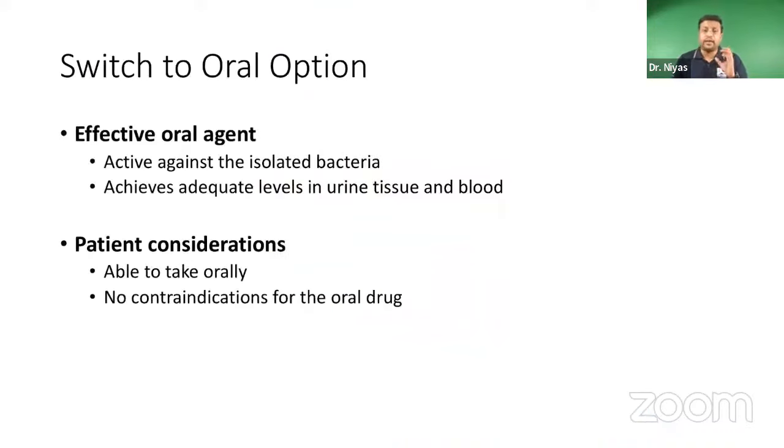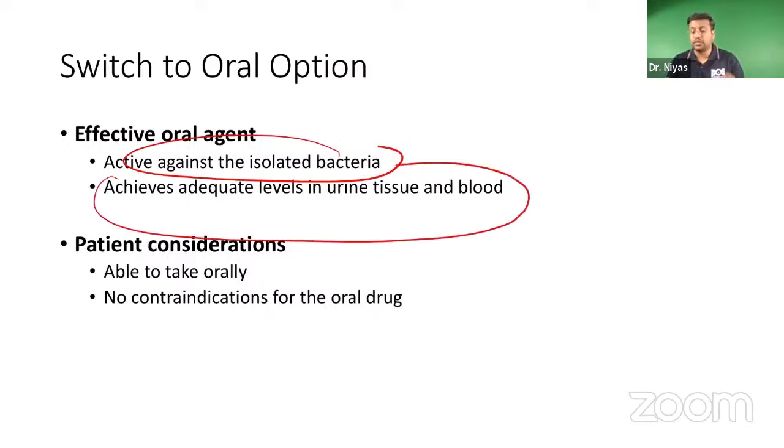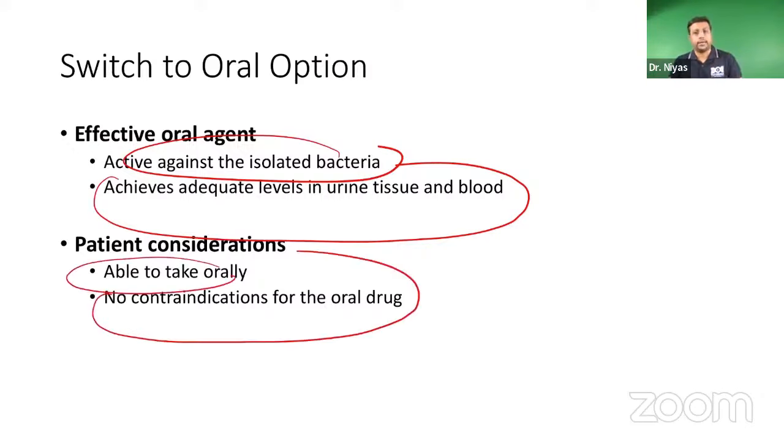Now, we have to be very, very careful when choosing an oral agent. You have to look whether the bacteria is susceptible to an effective oral agent. So it should be active against the isolated bacteria, and achieve adequate levels in urine, tissue, and blood. So you cannot use nitrofurantoin to complete therapy for a patient with pyelonephritis because it does not achieve adequate levels in the tissue or blood. You should also look at patient considerations, whether the patient is able to take orally, and whether the patient has any contraindication for the drug.